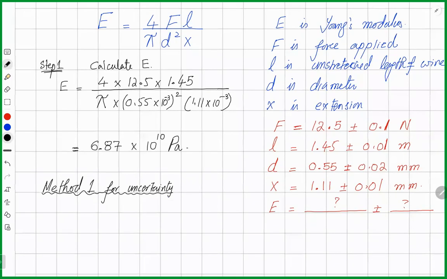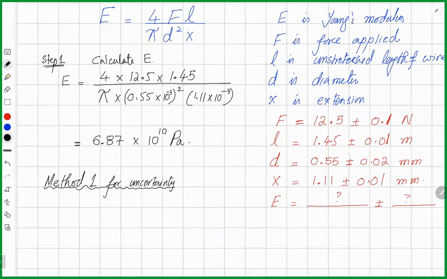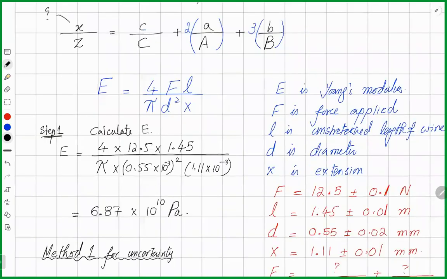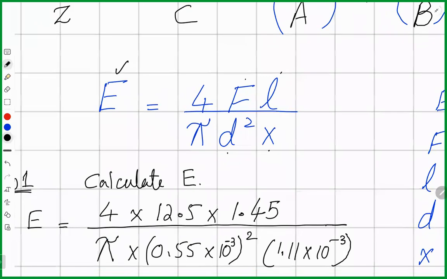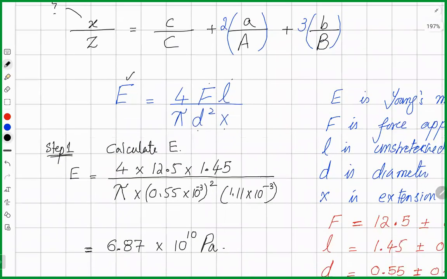Now listen. Because I know E is the product of F, L, D square, and X, these five things are the factors. I'm saying five. Most of you would say, no, sir, there are four: F, D, L, and X. But there is a D square, so it means there are two Ds. The 4 and pi are not participating in the makings of uncertainty because they are constant numbers and they have no uncertainty.